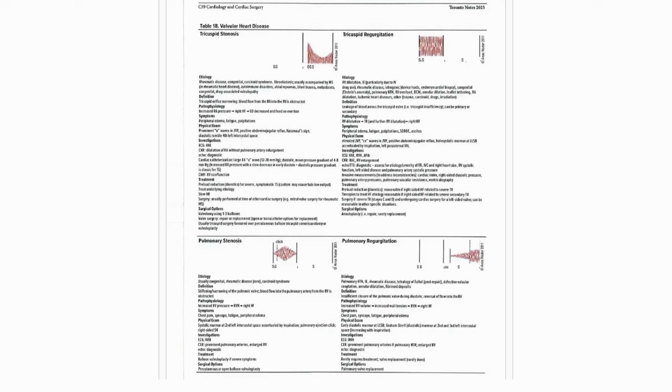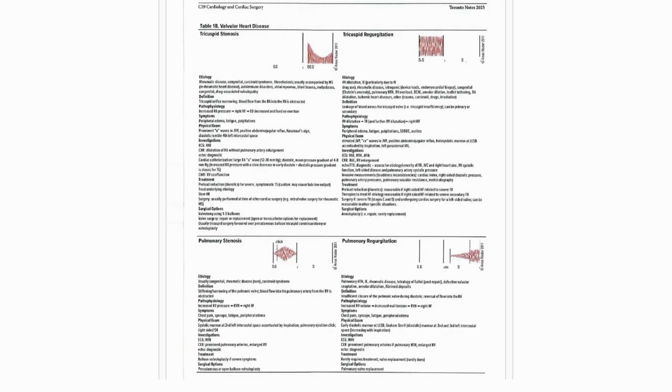Management focuses on diuretics to reduce congestion, treating the underlying cause of right heart failure, managing pulmonary hypertension or left-sided valve disease. Surgery. Surgery is recommended for severe tricuspid regurgitation, especially when patients are undergoing left-sided valve surgery. The preferred operation is tricuspid annuloplasty, while valve replacement is reserved for selected patients.